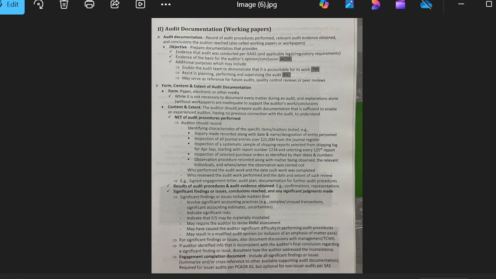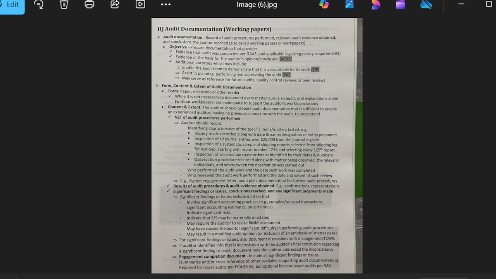So the objectives of preparing the documentation are: evidence that the audit was conducted as per the auditing standards, and evidence of the basis of the auditor's opinion and conclusion. Additional purposes may include enabling the audit team to demonstrate that it was accountable for the work, assisting in planning, performing and supervising the audit, and serving as a reference for future audits, quality control reviews or peer reviews. So these are a few of the objectives of documenting the audit.